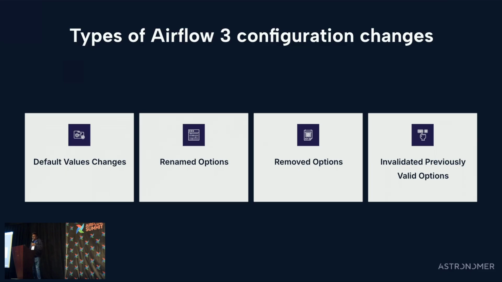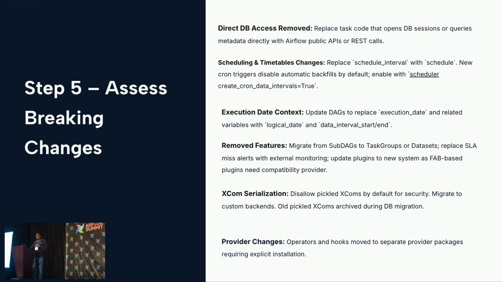Similarly, there are certain options which are completely removed. For example, there used to be error_logfile in webserver, which is not there anymore. And finally, there are certain options which were valid before, but which are not valid anymore. So, for example, in core, parallelism as 0 was possible, but right now it needs to be a positive integer.